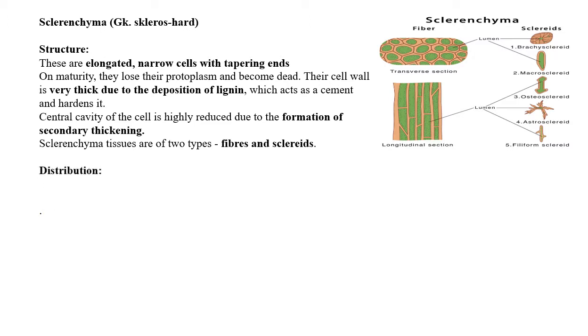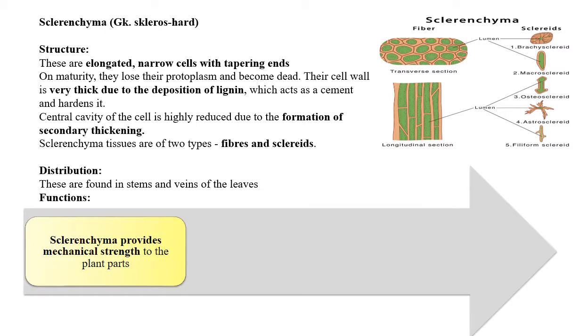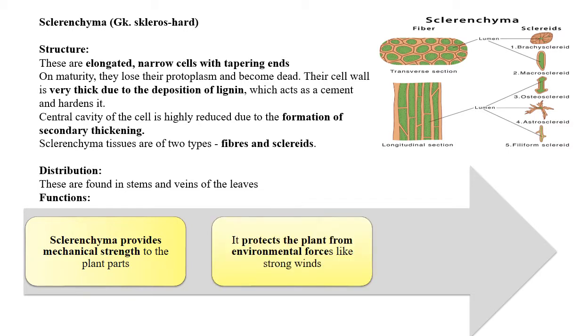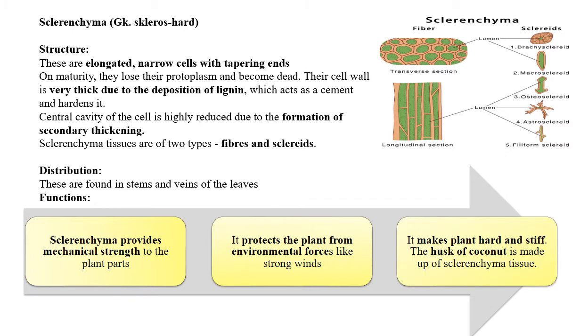Distribution: these are found in stems and veins of leaves. Functions: sclerenchyma provides mechanical strength to the plant parts. It protects the plant from environmental forces like strong winds. It makes the plant hard and stiff. The husk of coconut is made up of sclerenchyma tissue.